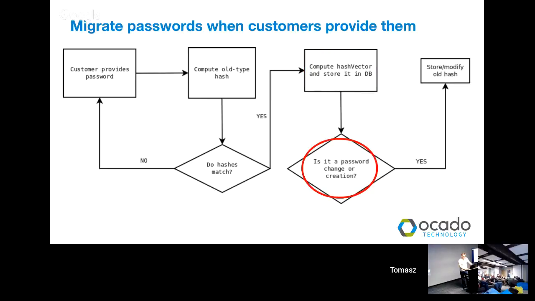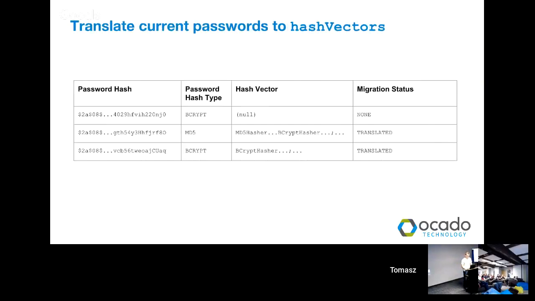And if it's a password change, so not something like user registration, but the user actually changes the password, a very important thing to remember in the process of transition is to modify also the old hash, because people make mistakes. There should also always be a possibility to back out. So we need the old hashes to be coherent with the passwords that the user set, so we need to modify the old hashes.